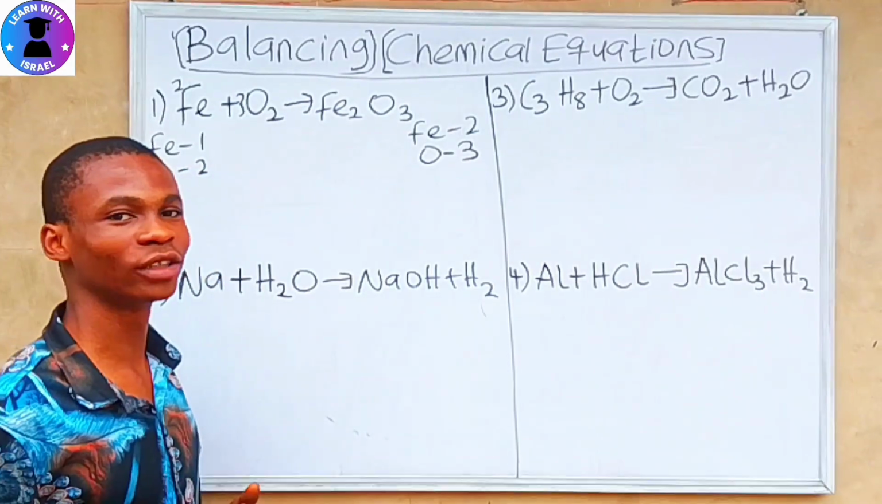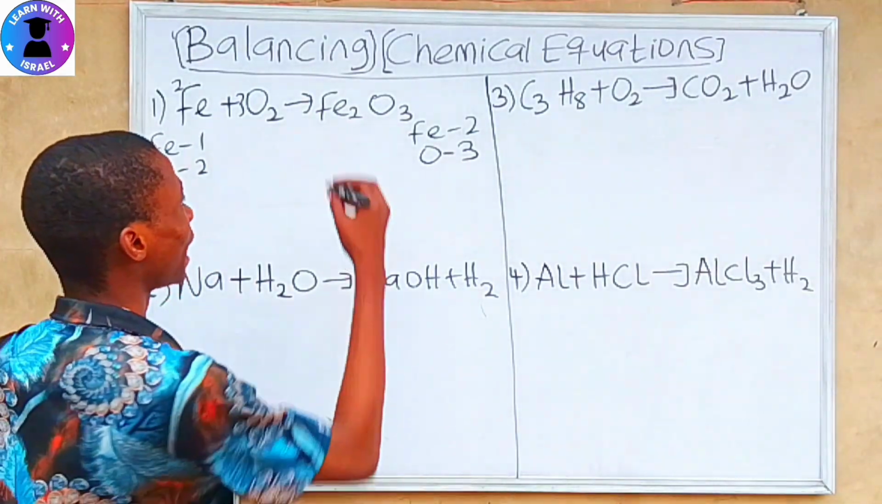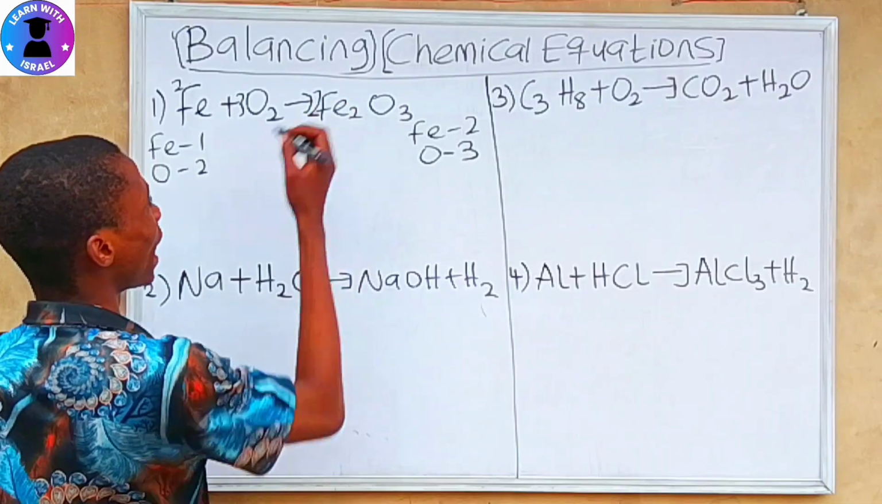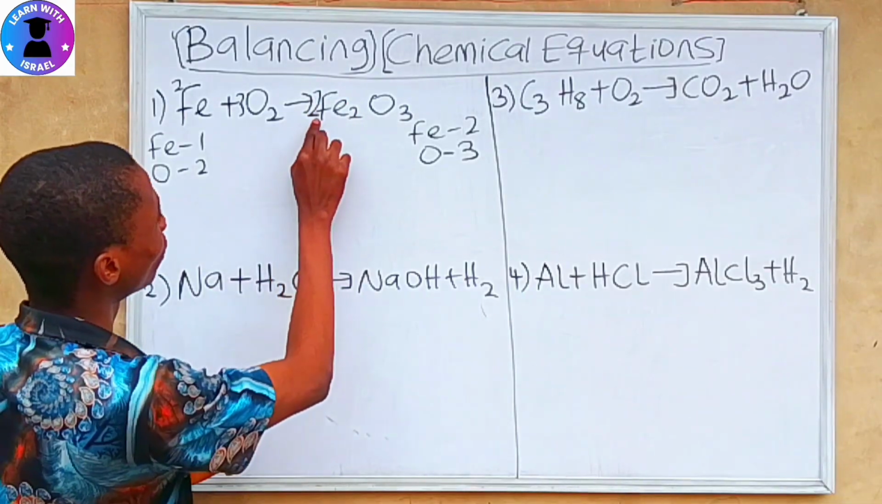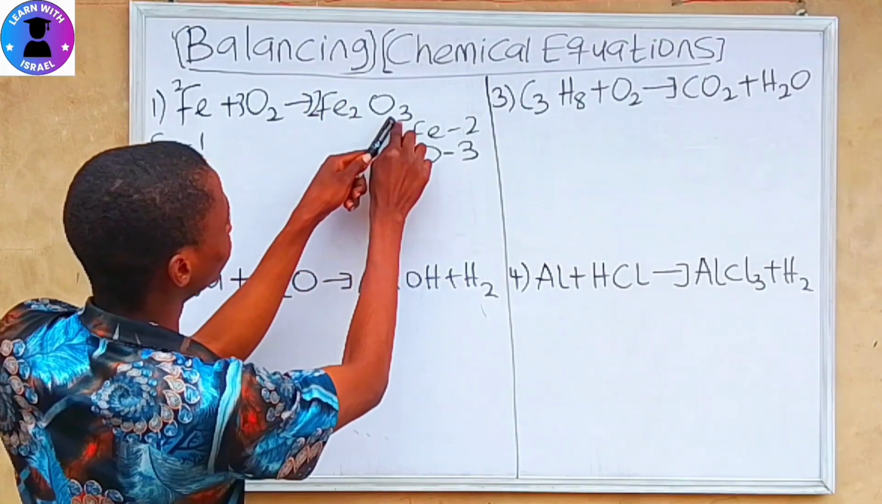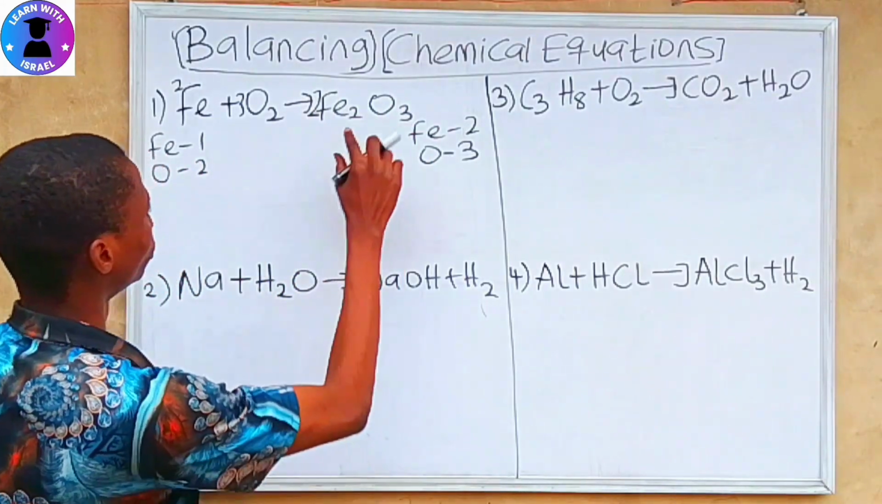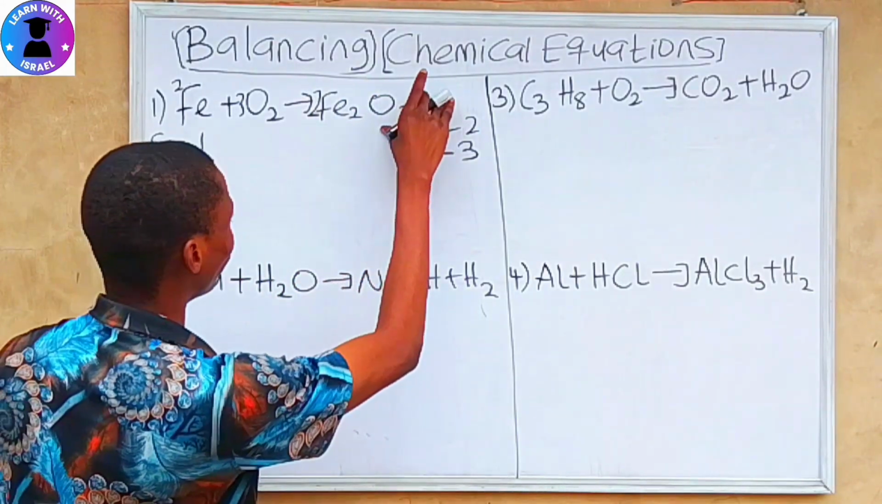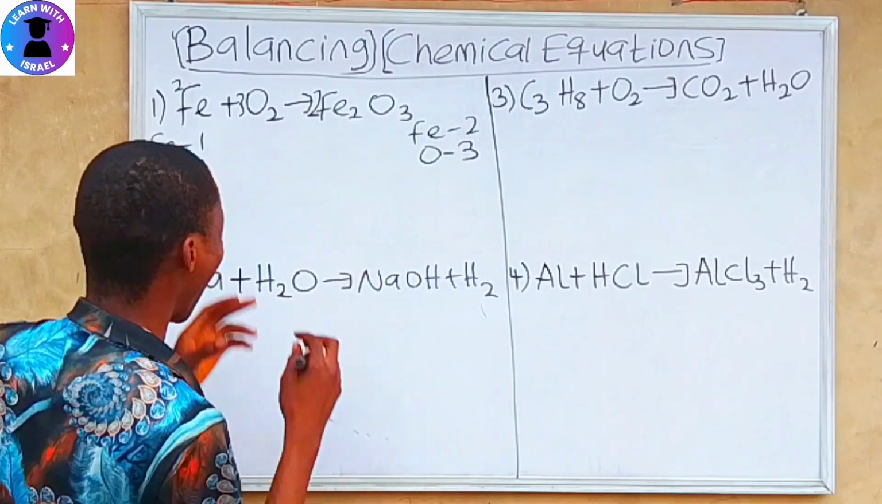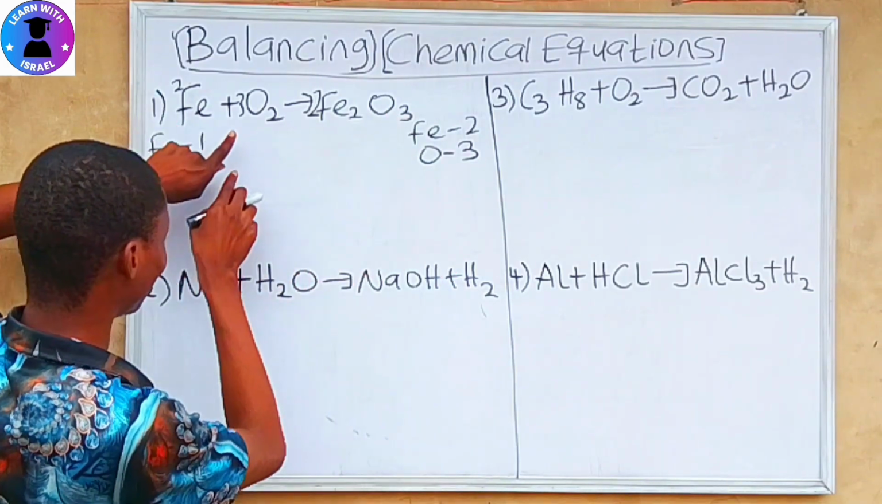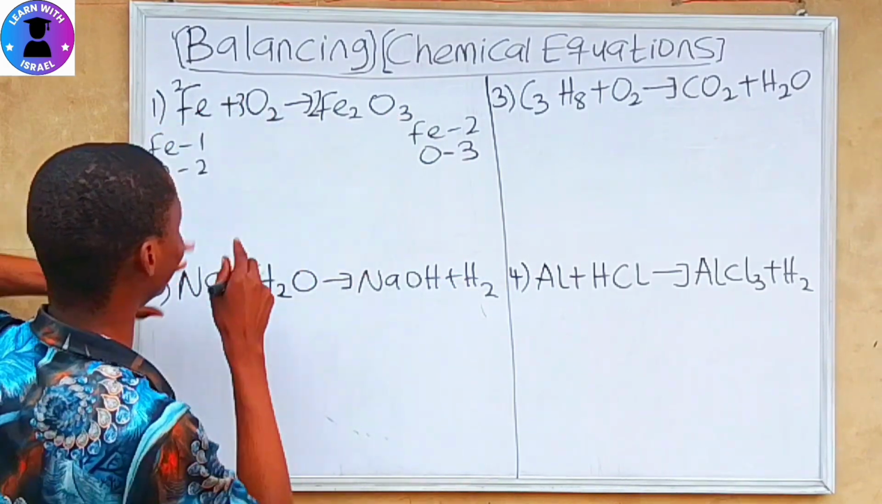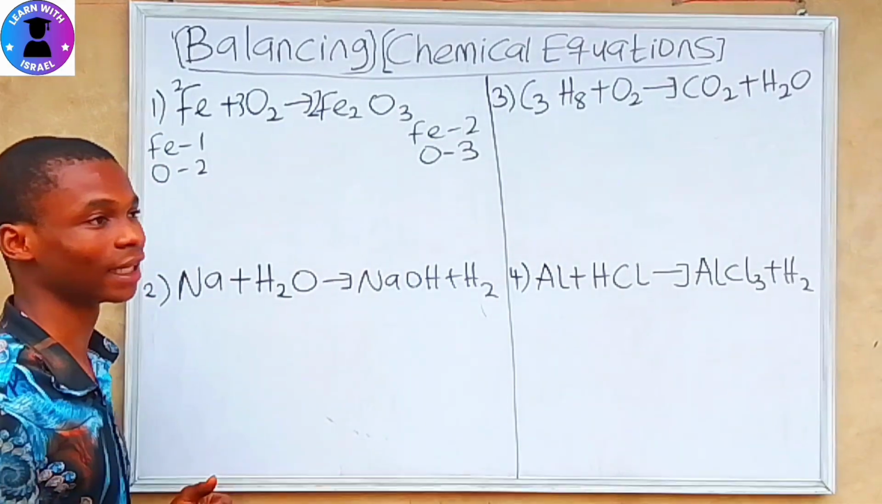How do we now balance oxygen? We balance oxygen by adding 2 at the back of iron here. So if we have 2 at the back of iron here, 2 multiplied by this 3 subscript here, it will give us 6 oxygen. So we now have 6 oxygen on the right hand side and 6 oxygen on the left hand side. You can see 3 multiplied by 2 here will give us 6. 6 oxygen on the left hand side.